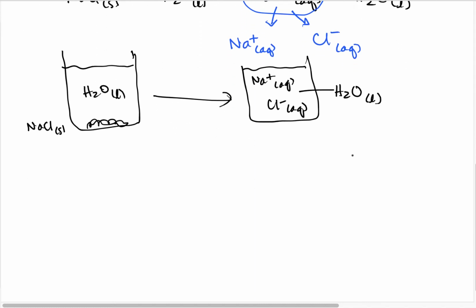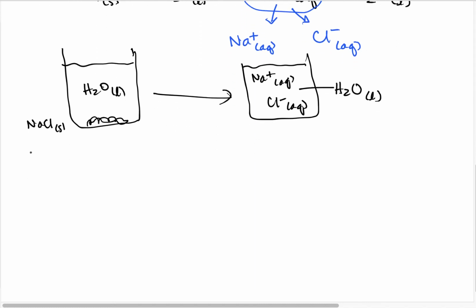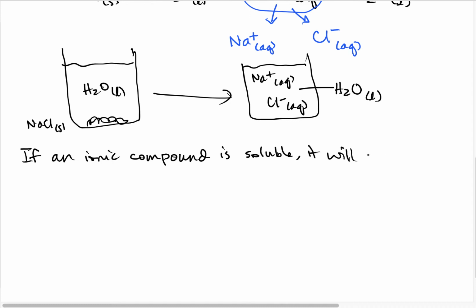So here's the important thing to remember about ionic compounds. If an ionic compound is soluble, it will dissociate into its ions in water, I should say. If it's soluble in water, it could be soluble in something else. It will dissociate into its component ions.